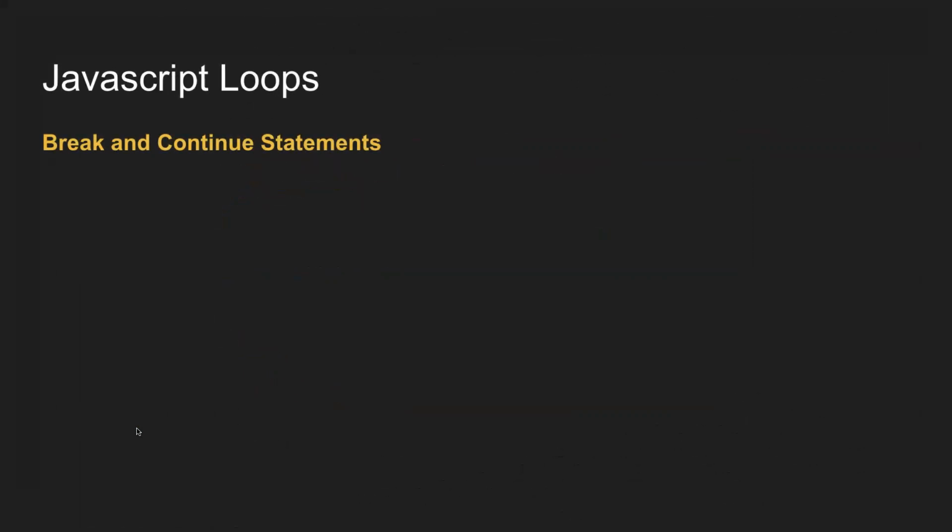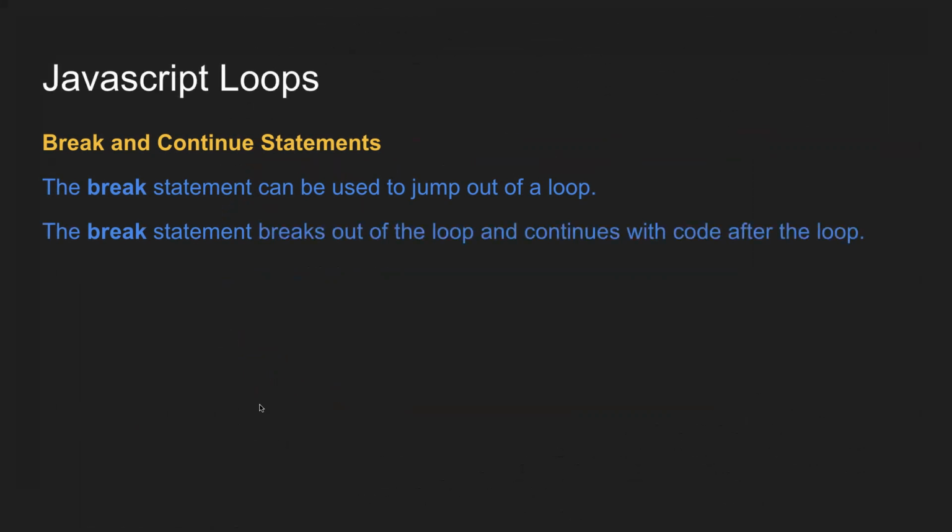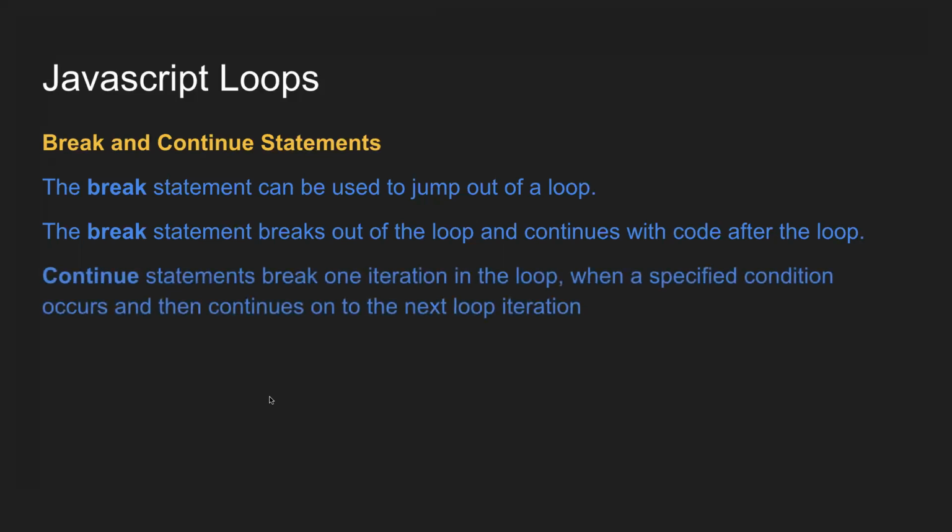All right, so now we have break and continue statements. A break statement can be used to jump out of a loop. A break statement breaks out of the loop and continues with the code execution after the loop. Continue statements break only one iteration in the loop. So if you meet a condition that you want to just go ahead and jump out of that iteration but continue on, this is where you would use the continue statement.